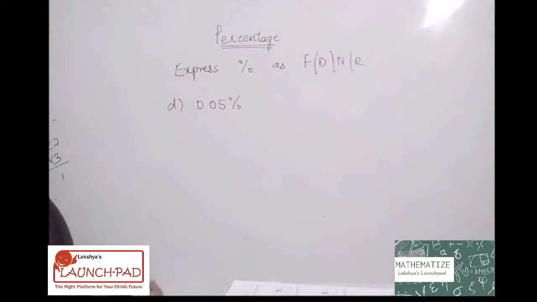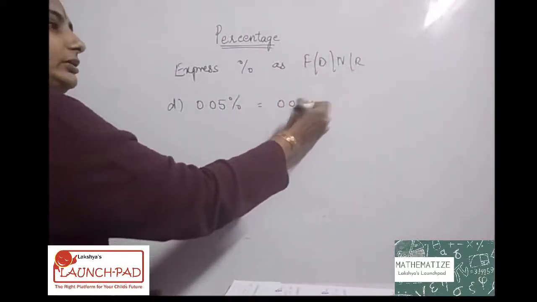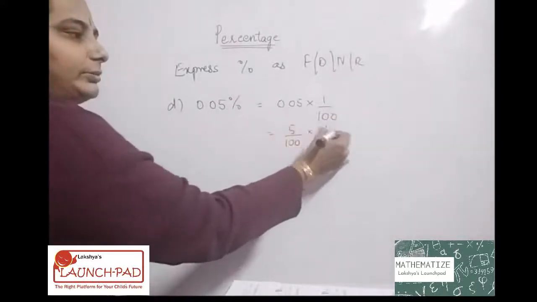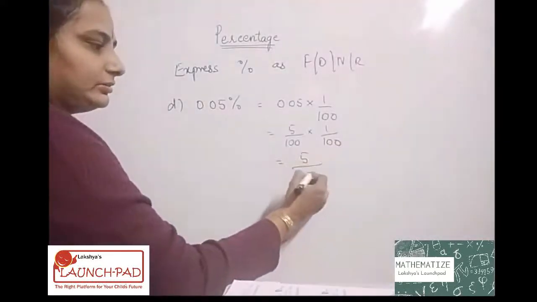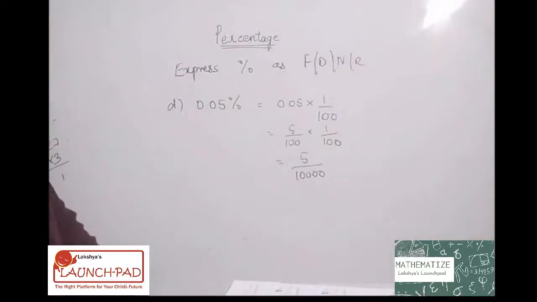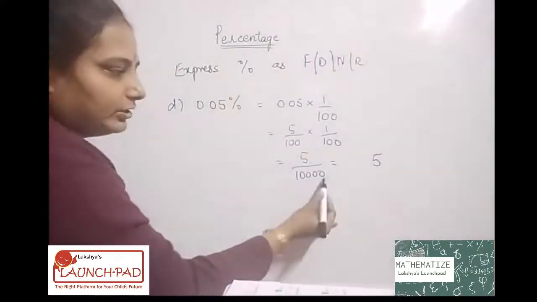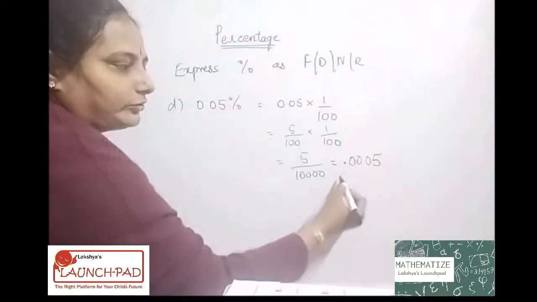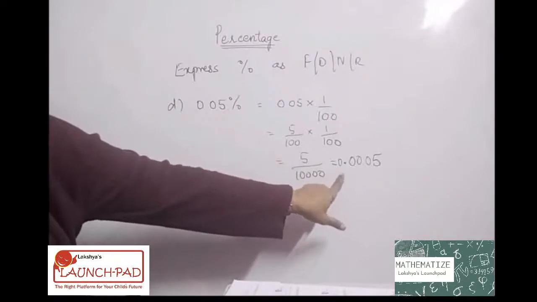0.05%. How do we convert into a decimal? 0.05 into 1/100, right? So I can write it as 5/100 into 1/100. This 0.05 is nothing but 5/100. So I can write it as 5/10,000. So now, how do I convert into decimal? 5 will be written as it is, 1, 2, 3, 4 dot. You should count like that. 1 is already there. 2, 3, 4 dot. And a 0. So 0.05% is nothing but 0.0005.